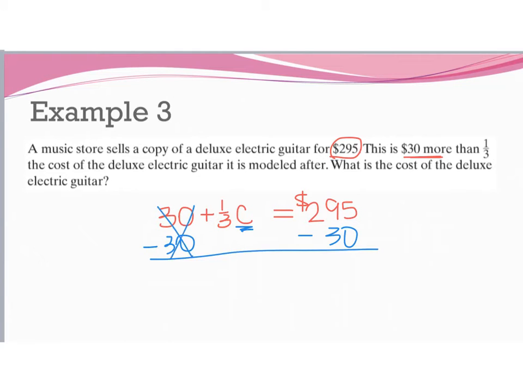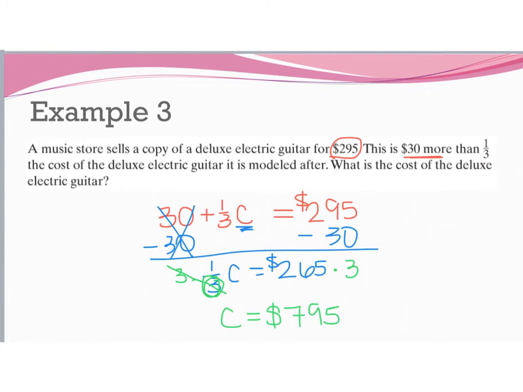When I subtract 30, these go away, and I'm left with 1/3 C equals $265. Then I need to get rid of that 1/3. Remember, if I want to get rid of a denominator, I have to multiply by it, because this is really like saying 1 divided by 3. So if I multiply this side by 3, then I also have to multiply the other side by 3. And that's going to cancel out my 3's on the left, and leave me with C. And on the right, I have 265 times 3, which is $795. So the original model was $795.